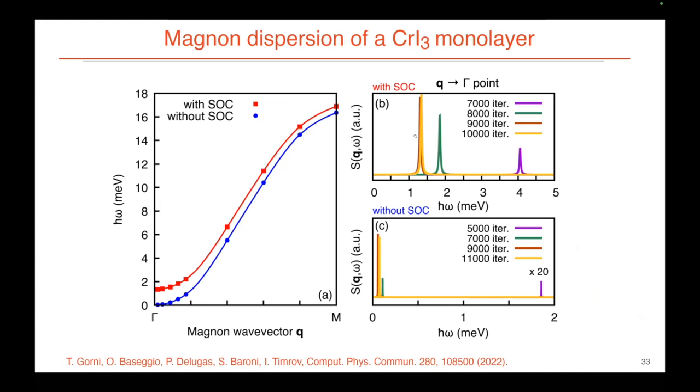And on the right, you see the convergence of the spectrum for Q close to gamma as a function of the number of Lanczos iterations. You see that you need to go up to 10,000 iterations or slightly more to converge very accurately the position of the magnon peak.